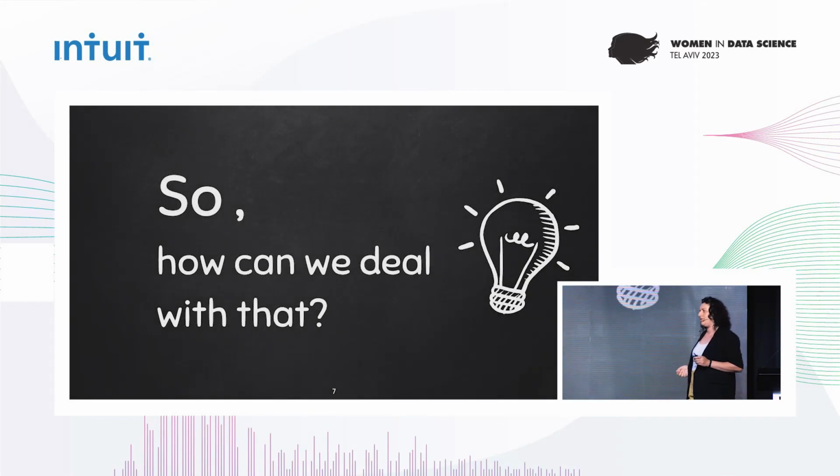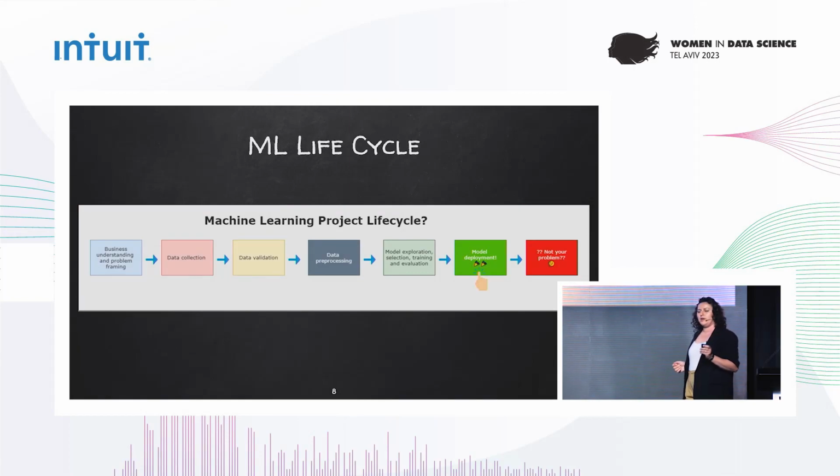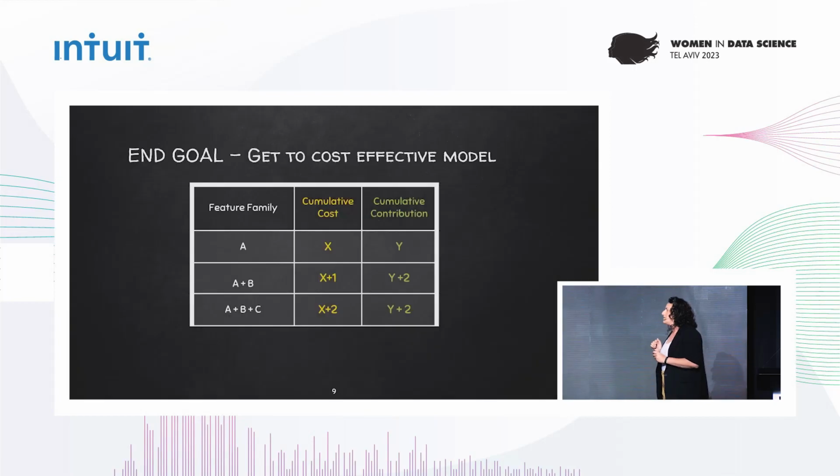So how can we deal with that? I'm going to show you a simple technique. By applying small steps in the model exploration part, we will get to cost-effective models once we deployed our models. And when I'm talking about cost-effective models, think about it, which data do you need to get to cost-effective models? We want in one hand the cost, the cumulative cost of having each feature family in our model, and we want its contribution. Having these two factors will help us get a right decision, right?